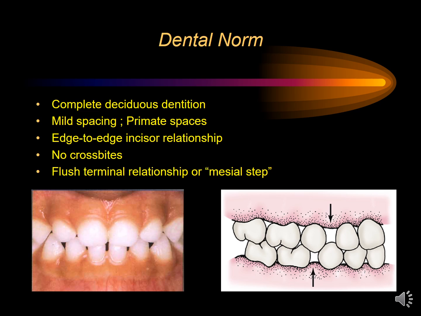Okay, and the incisor relationship should be an edge-to-edge relationship. There should be no crossbites, either anterior or posterior, and the molars, the primary deciduous molars, should be in a flush terminal relationship or a mesial step relationship.